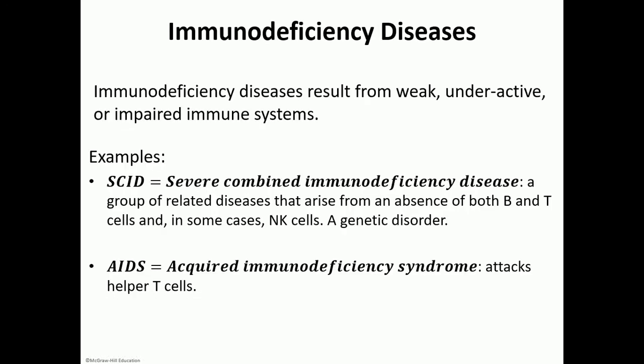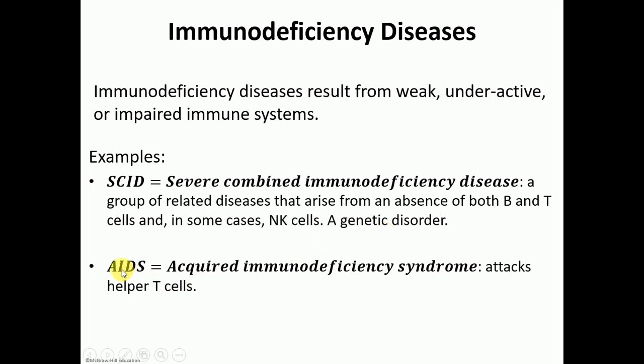Now, immunodeficiency diseases result from impairments in the immune system. For example, we have SCID, which stands for Severe Combined Immunodeficiency Disease. In these individuals, there's an absence of both B and T lymphocytes, sometimes even natural killer cells, and this is a genetic disorder.